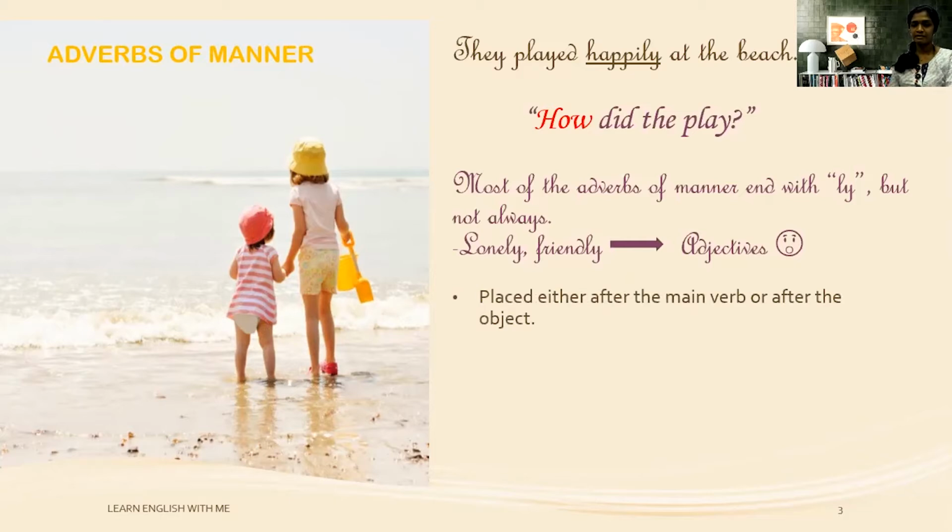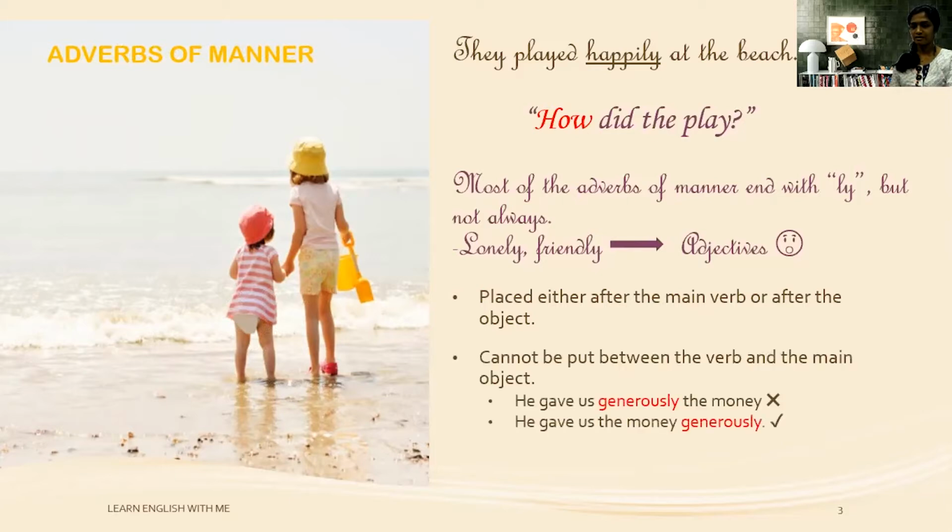And they are placed either after the main verb or after the object. Okay? But they cannot be put between the verb and the main object. You will understand better once you look at the example. You gave us generously the money. It's obviously wrong, right? You can get that. But the correct statement will be, he gave us the money generously. So you're using the adverb of manner after the main object.